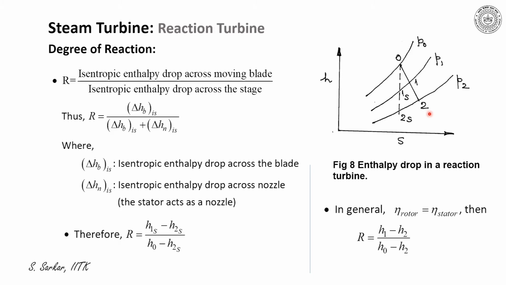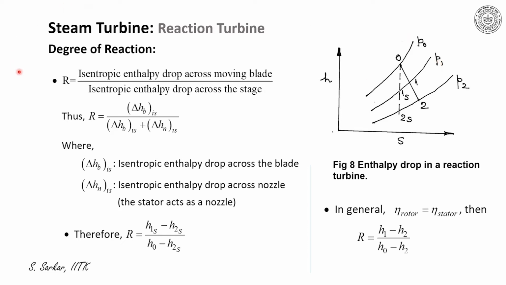The corresponding isentropic enthalpy drops are indicated by 0 to 1s and 1s to 2s, where P0 is the pressure at inlet to the stage, while P2 is the pressure at exit from the stage, and P1 is the intermediate pressure at exit from the nozzle or from the fixed blade.